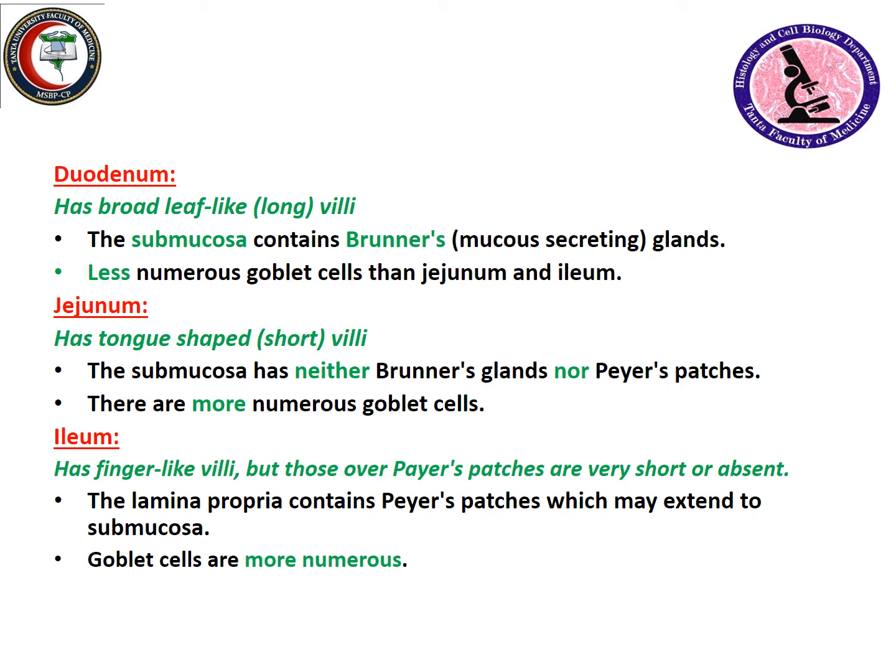The second difference: in the region of the duodenum, the submucosa contains Brunner's glands, mucus-secreting glands, while in the jejunum, the submucosa contains no Brunner's glands. In the ileum, the lamina propria contains Peyer's patches, which may extend to the submucosa. The amount of goblet cells is less in the duodenum, more in the jejunum, and more numerous in the region of the ileum.